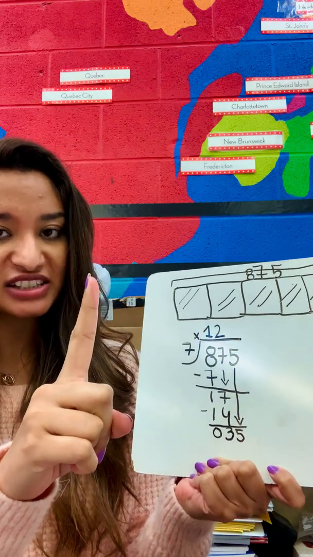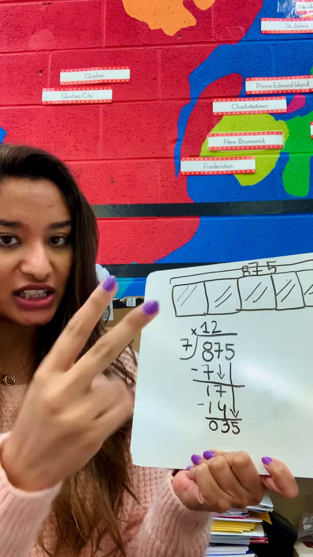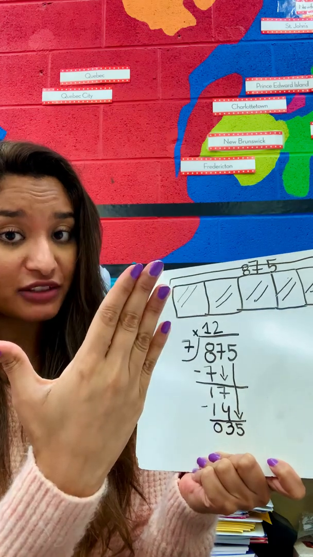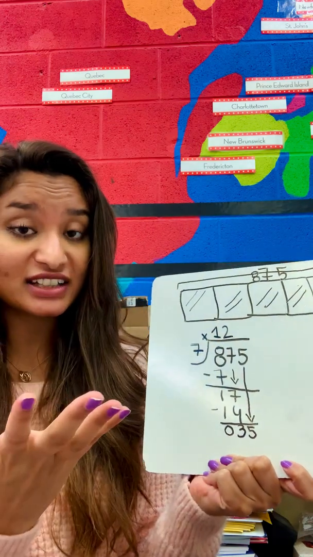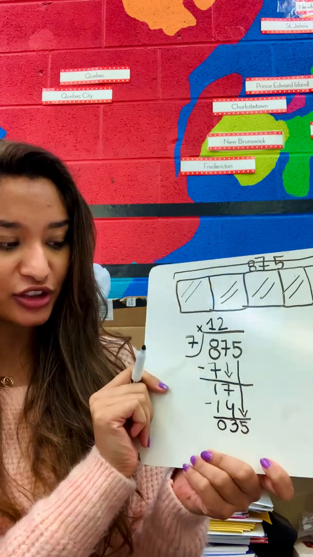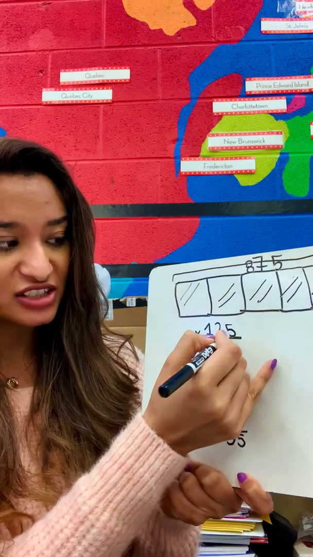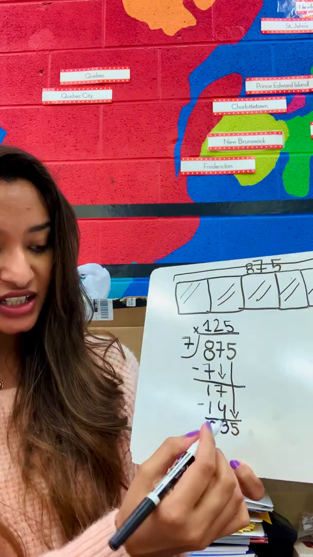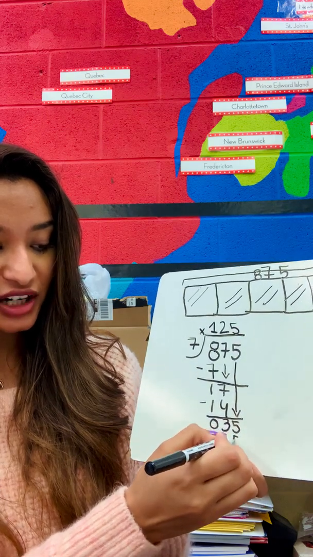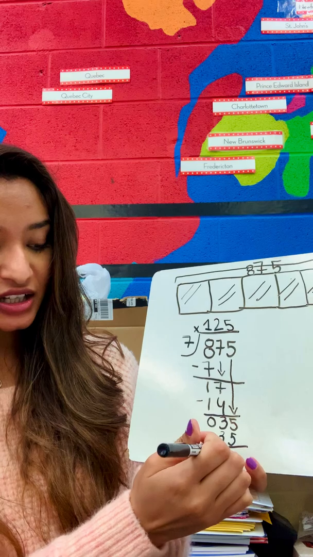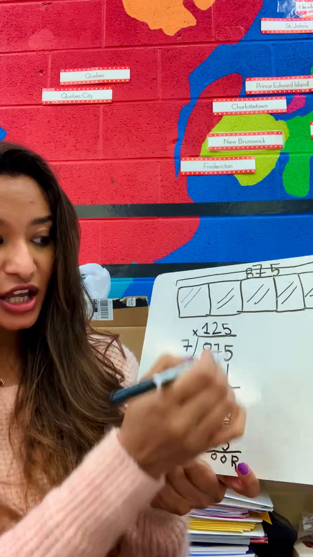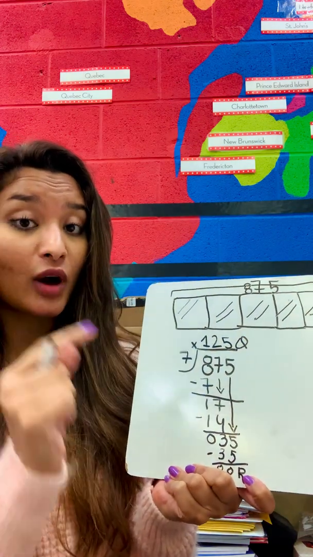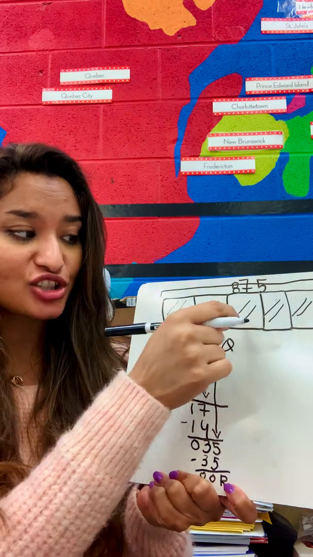So 7 times 1 gives me 7. 7 times 2 gives me 14. 7 times 3 gives me 21. 7 times 4 gives me 28. 7 times 5 gives me 35. I get an exact number, so I don't need to go any further. So I need 5 sevens to make 35. Then I go ahead and multiply. 5 times 7 gives me 35. I subtract. I'm left with nothing. My quotient is 125. We just found out that 125 grams of sugar was in each of these bags.